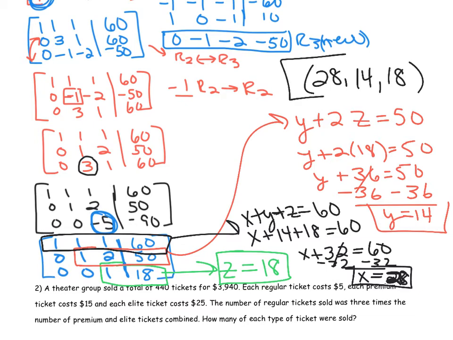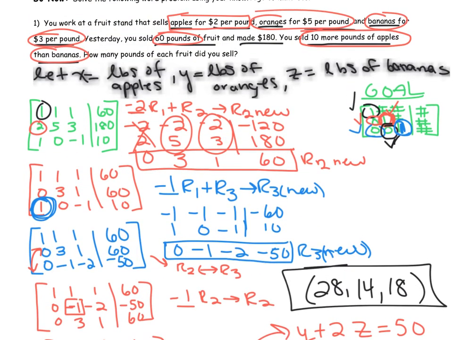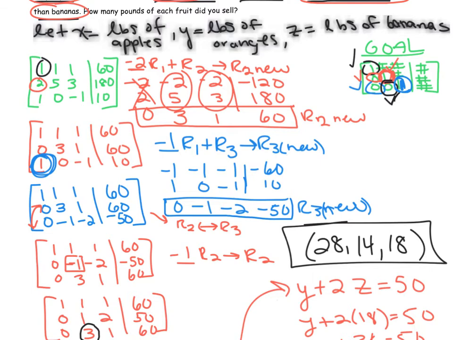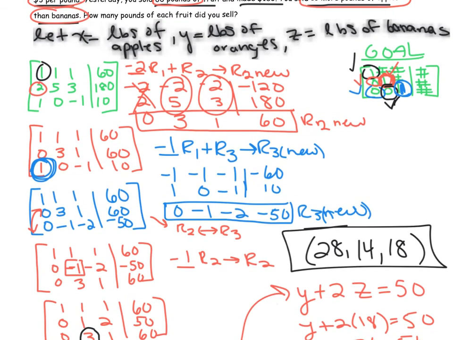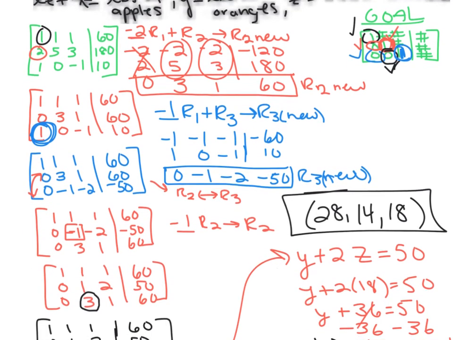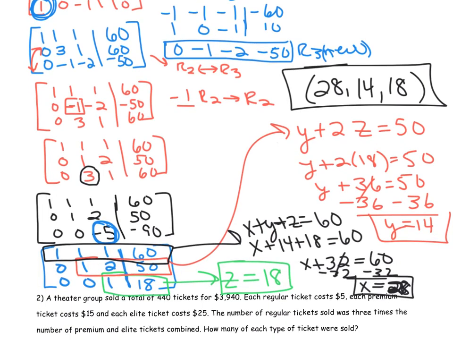Again, if you were asked to plot this point, which I'm not going to ask you to, we're actually looking at the three-dimensional plane, so that would be a point on the three-dimensional plane, okay? And to answer our question, that was 28 pounds of apples, 14 pounds of oranges, and 18 pounds of bananas. All right, so hopefully this question helped and cleared up some information here on solving these 3x4 systems.